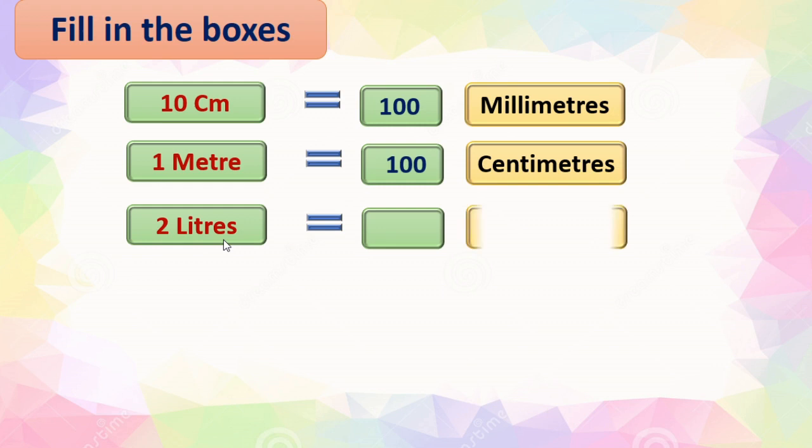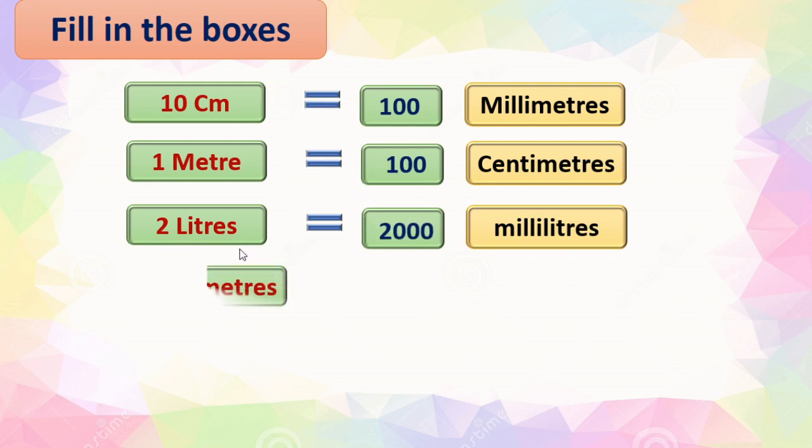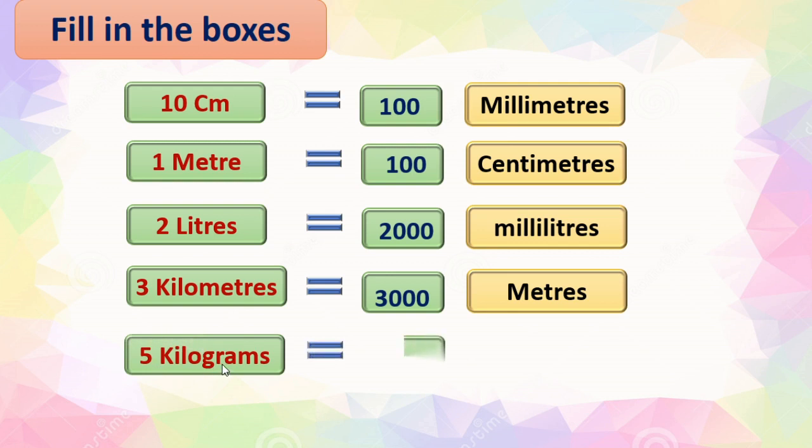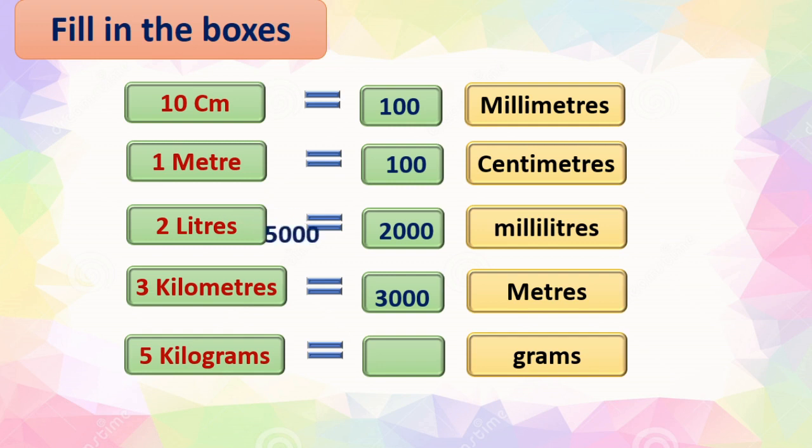Here 2 liters is equal to dash milliliters. 2 into 1000, that is 2000 milliliters. 3 kilometers is equal to dash meters. Yes, you know that 1 kilometer is equal to 1000 meter. So 3 kilometer is equal to 3000 meters. 5 kilograms is equal to dash grams. Come on, tell me. Very good. 5000 grams. Right?